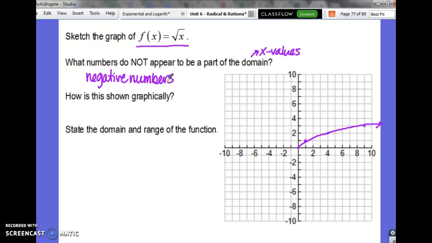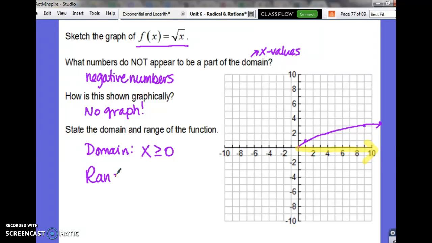How is this shown graphically? Well, there is no graph where there are negative x values. And then to state the domain and the range of this function. So the domain, again, those are our x values. So our x values start at 0 and go forever to the right. So that means our domain, our x values are greater than or equal to 0.